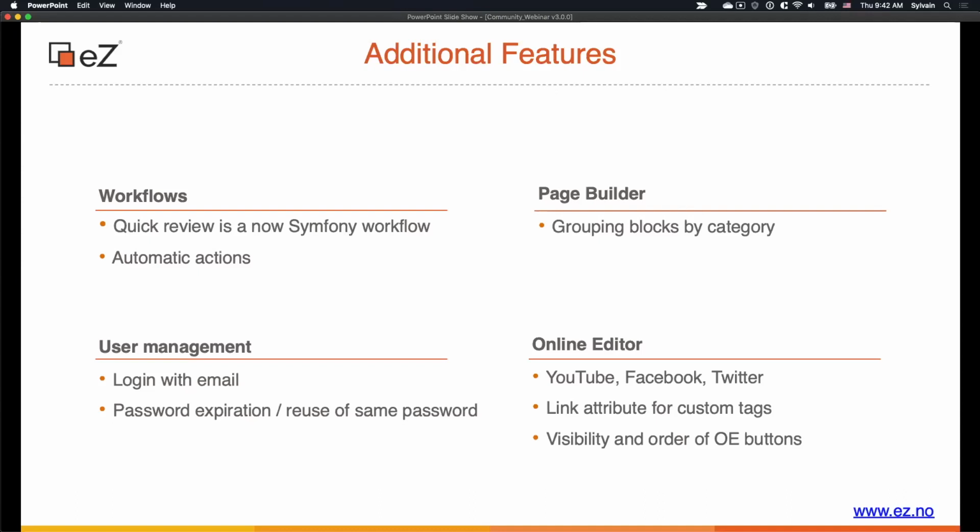The most important feature for the online editor, we know that some of the partners and customers have been asking for activating and disabling some online editor buttons. For instance, you don't want your editors to use bold or embed inline. You go to the YAML and you define the visibility of every single button.